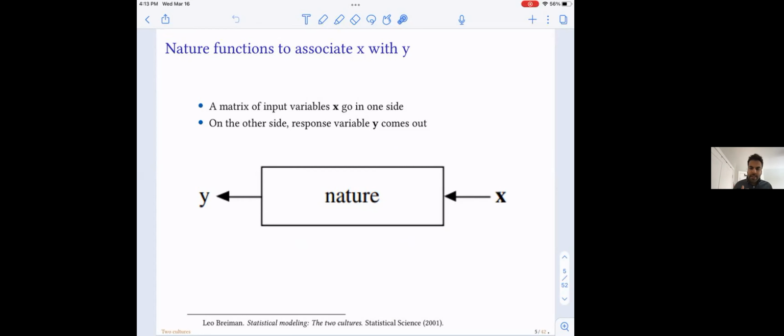The contrast that he's really portraying in his paper is the different ways of filling in this box. In other words, how do we actually figure out, interpret, or deduce what nature is actually doing? That's really the crux of what we try to do in statistical analysis and, more generally, in observational research. We're trying to figure out what the processes are that go from the inputs to the outputs.